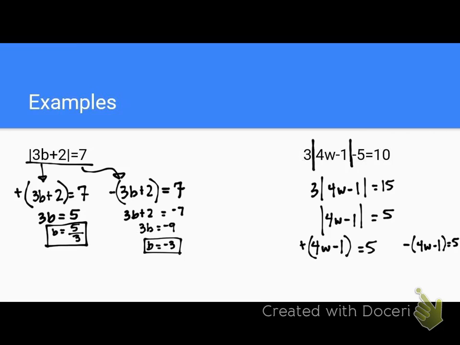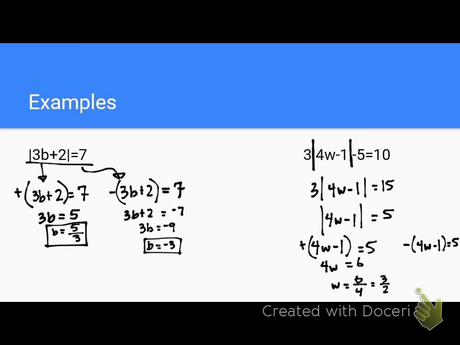Okay. On this first one, I'm going to just add 1 to both sides since it's already positive and we have this negative 1, so it's going to be 4w, we're adding 1. Divide both sides by 4, you get w is equal to 6/4, and we could simplify that to be 3/2.